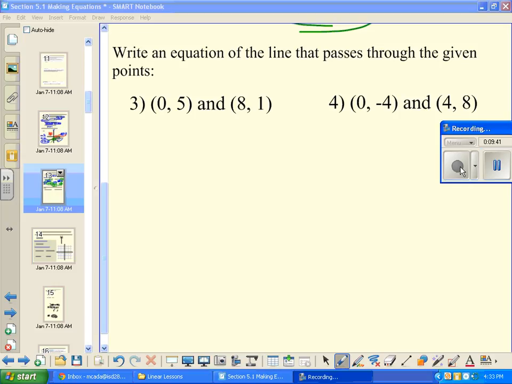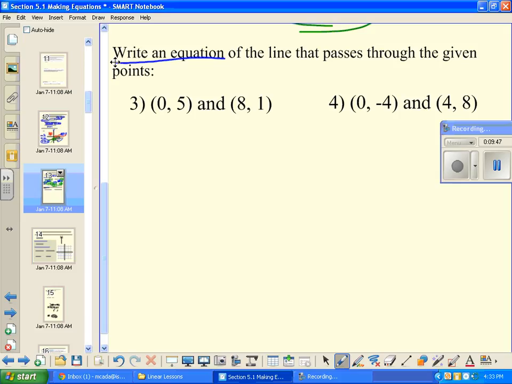Trying just a couple more examples here to make sure we have the idea. Here's examples 3 and 4. Again, the directions might say something like write an equation of a line that passes through the given points. We're going to learn how to write equations in a couple different forms. But for now, we just know slope-intercept form. That's the most popular one anyway. So that's the one we're going to use the most. So that's the one we need to learn.